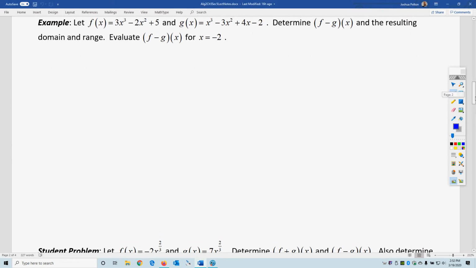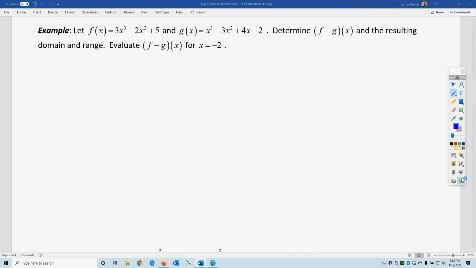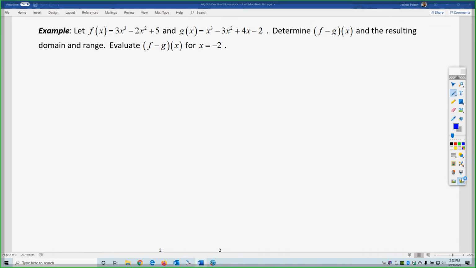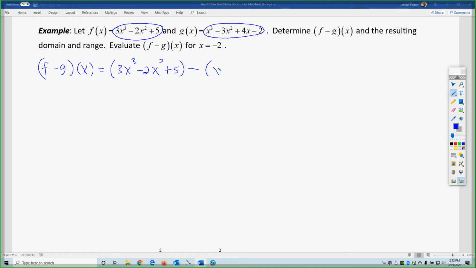Scroll down a little bit here. Okay, so this problem wants us to subtract the two functions, f minus g of x. So f is 3x cubed minus 2x squared plus 5, minus g, which is x cubed minus 3x squared plus 4x minus 2. We need parentheses because this is all of f minus all of g. If you don't put the parentheses, it only subtracts part of f and part of g, which doesn't make any sense.